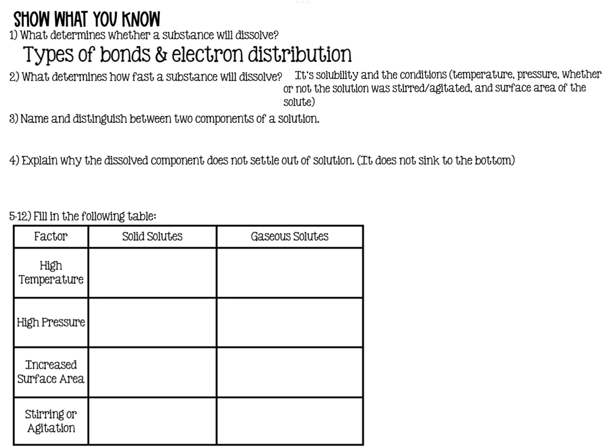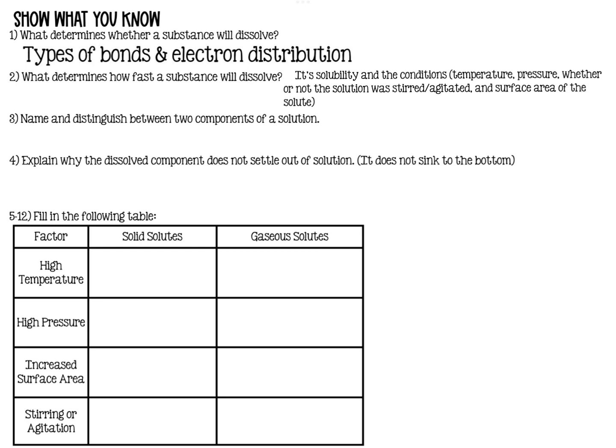Next, what determines how fast a substance will dissolve? Well, this is decided by its solubility as well as several conditions. Its temperature, pressure, whether or not the solution was stirred or agitated, as well as the surface area of the solute.